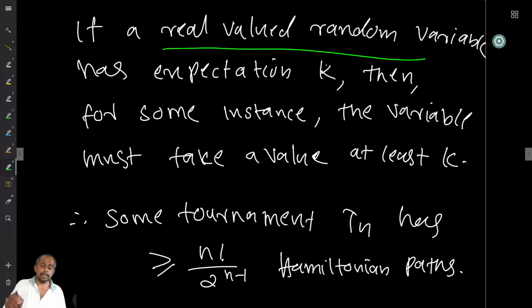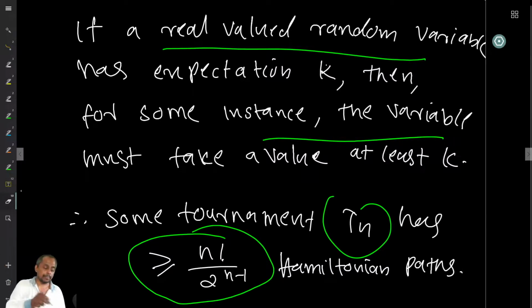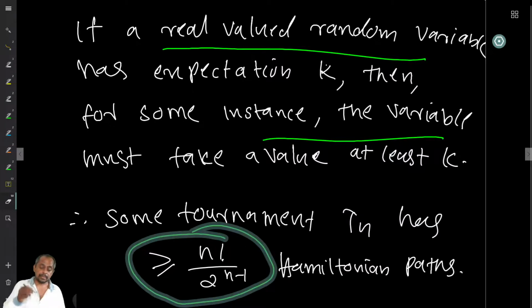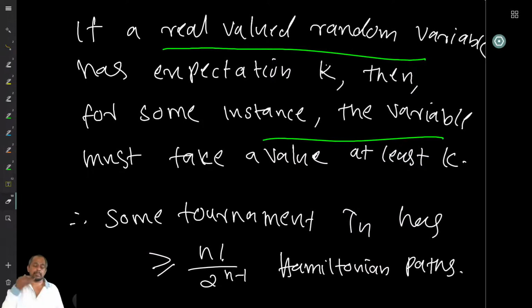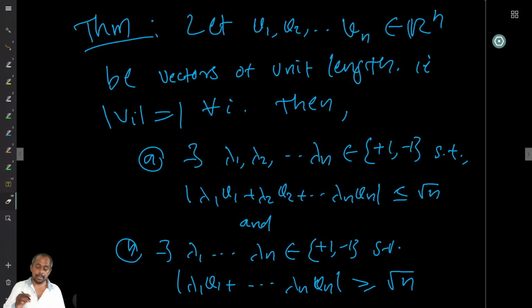So here is a restatement. A real valued random variable has expectation k. Then for some instance, the variable must take a value at least k. So therefore, out of all the random tournaments that we are looking at, at least one of the tournaments should have at least this many Hamiltonian paths, because we are saying that if you take all possible tournaments, the expected number of Hamiltonian paths is n factorial by 2 raised to n minus 1. So one of them must contain at least this many. Okay, so that is the proof. That tells you how to use linearity of expectation.